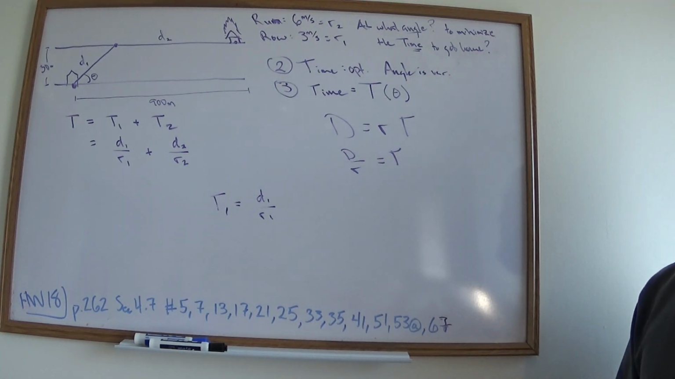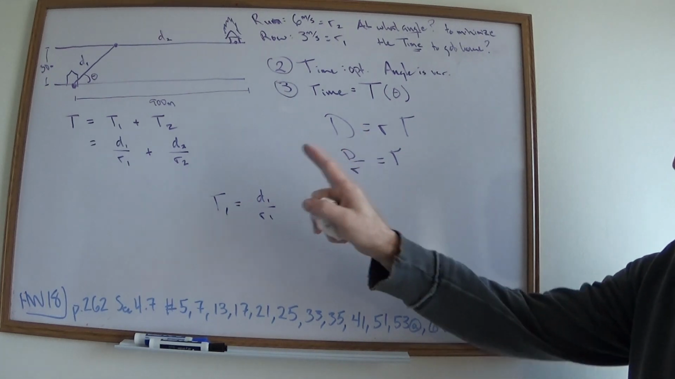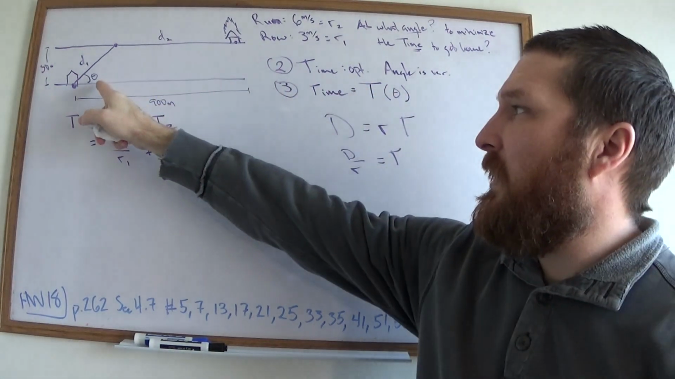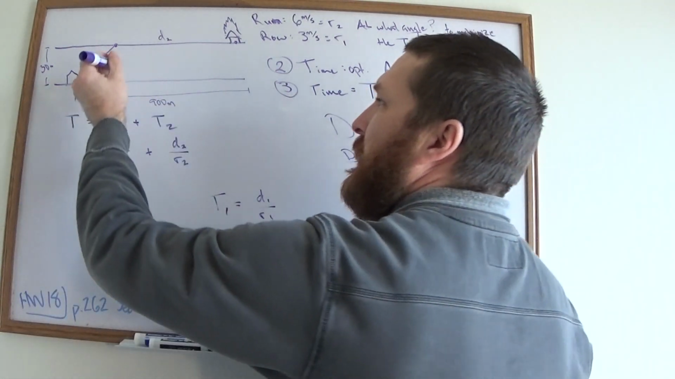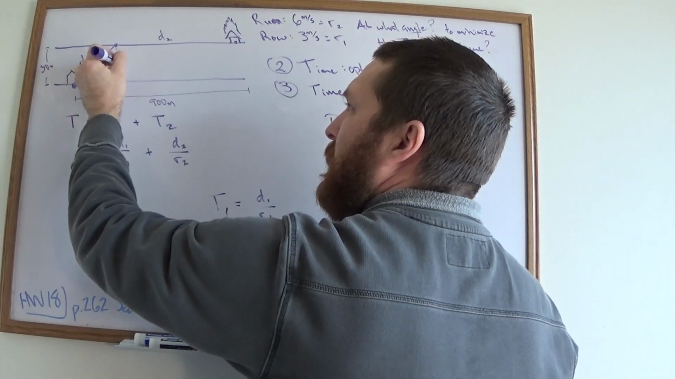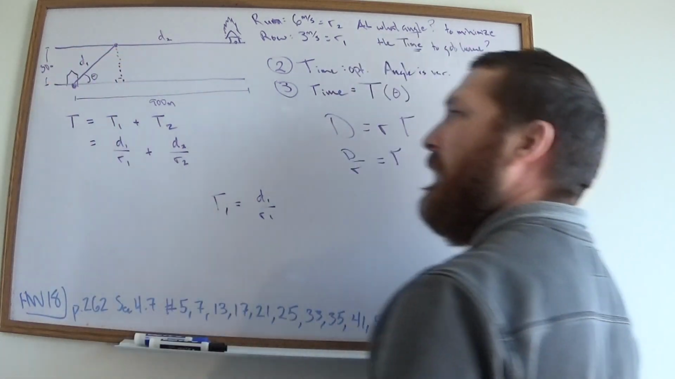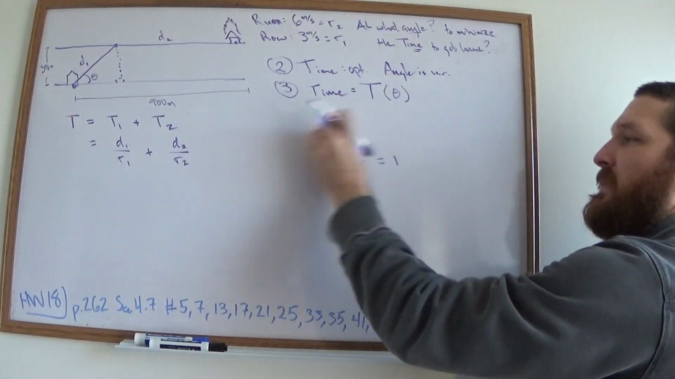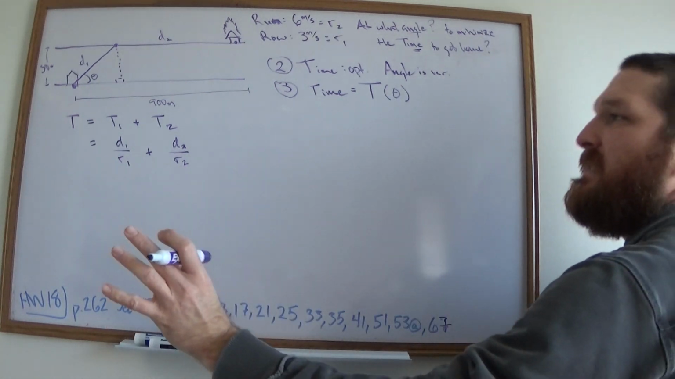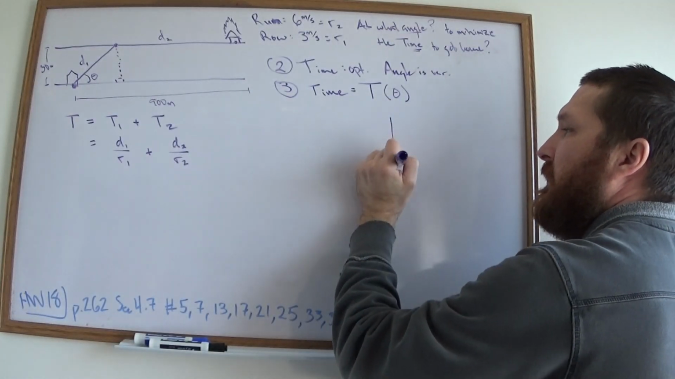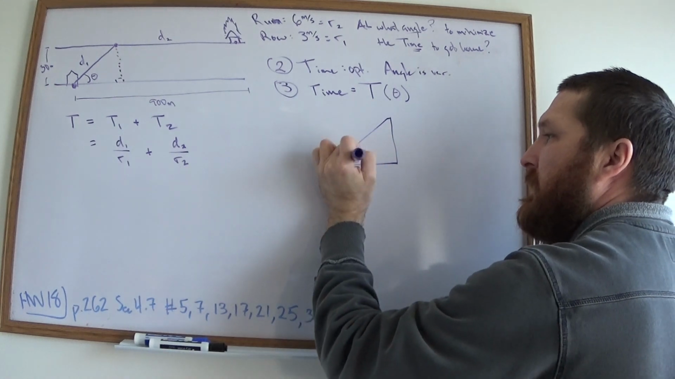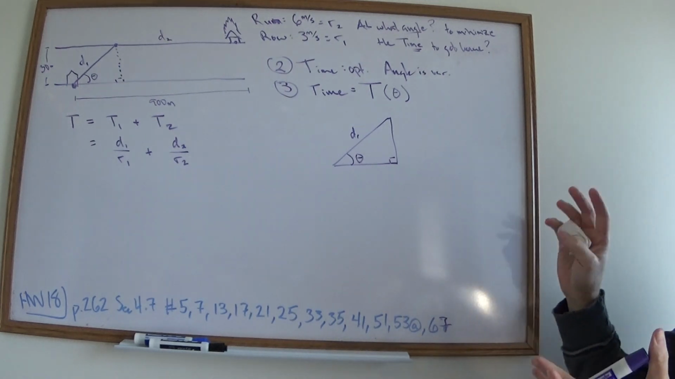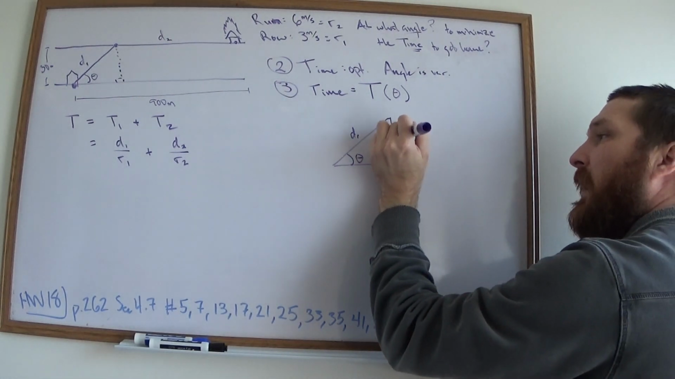Now, here's the hard part. We need to get those distances in terms of theta. And right now, the only theta I see is right here. It's a triangle. So let's play with this a little bit. Let's just work on D1. Let's just pretend that all I had was this information right here, theta and D1. Is there any other length that I'm given? 30 high. Ah, we know it's 30 high.